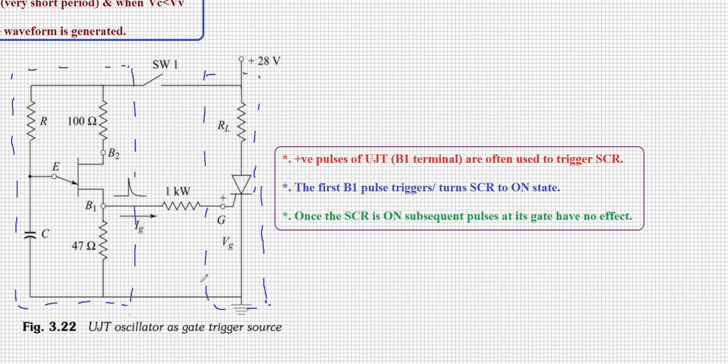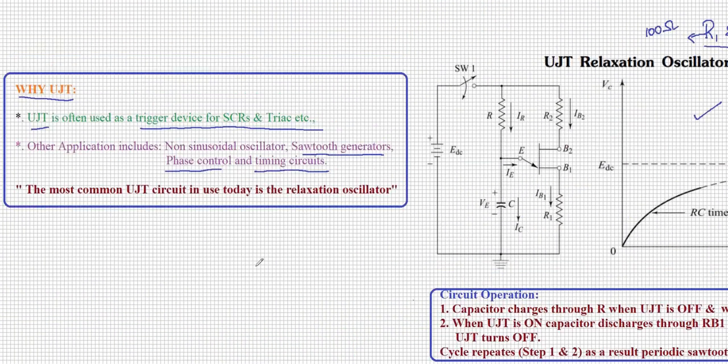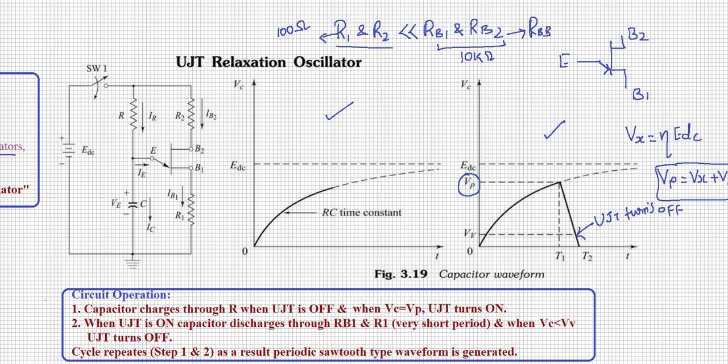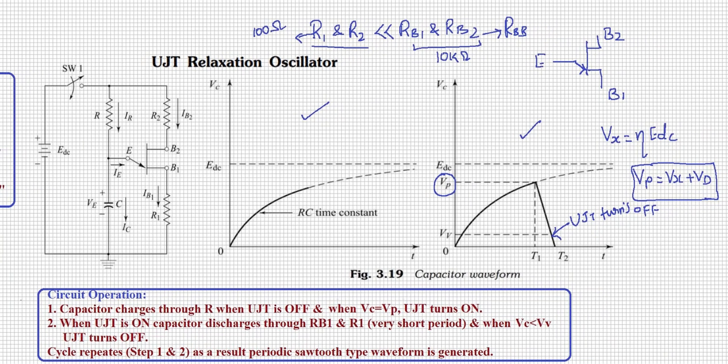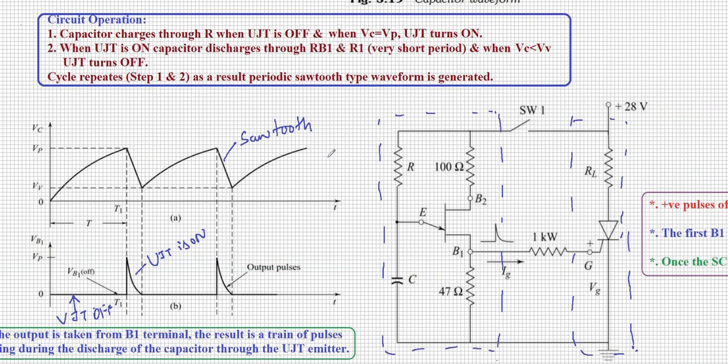In this way, we can understand how UJT is useful for triggering the SCR and triac, and some other applications also you may observe. The UJT relaxation oscillator is very simple to understand. You need to observe the charging and discharging of the capacitor. When UJT is off, it will charge. When UJT is on, it is going to discharge. That creates a sawtooth waveform. Hope you understood about the application point of view also. Thank you.